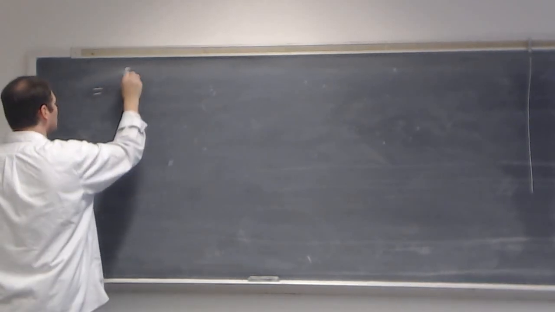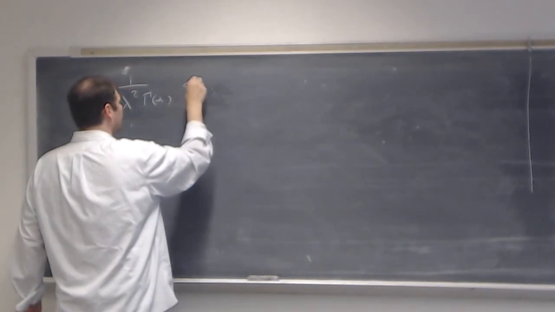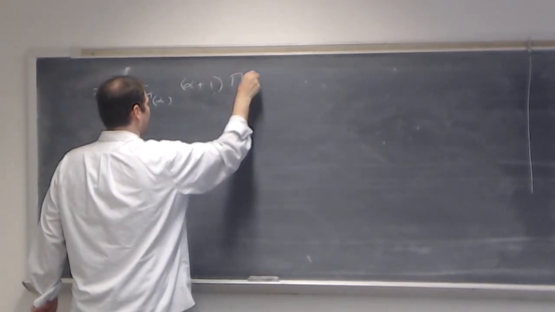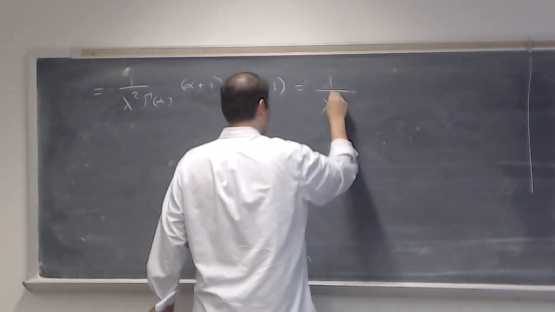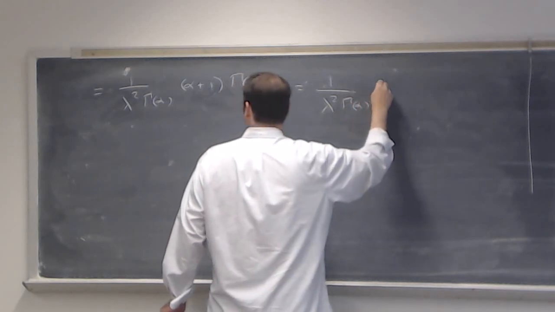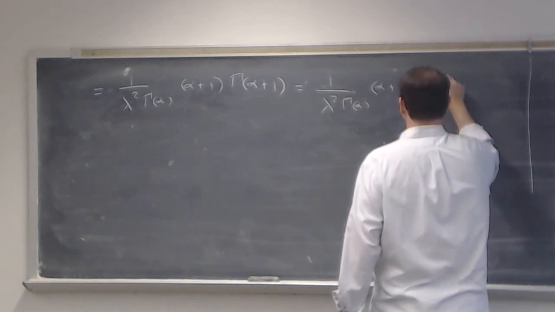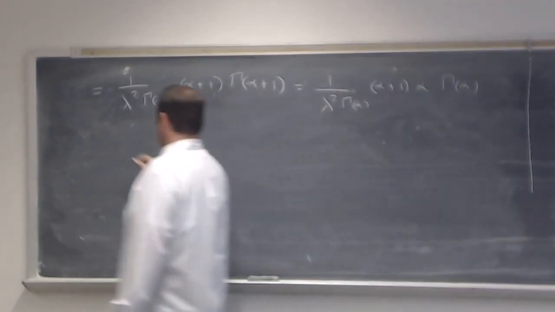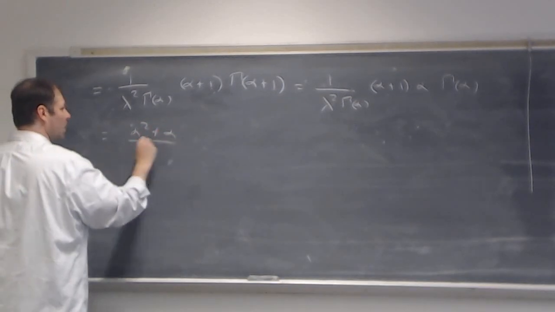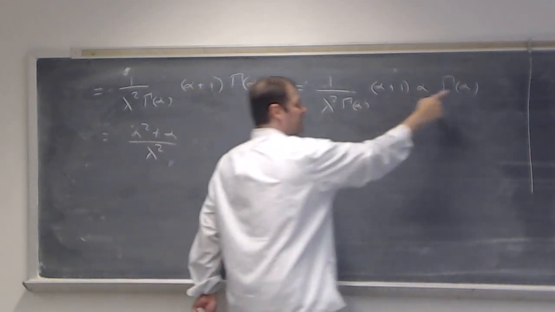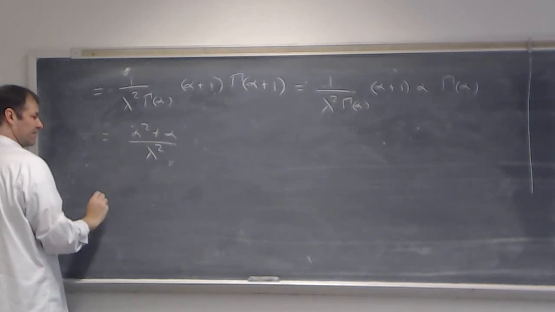This is equal to 1 over lambda squared gamma of alpha. What's gamma of alpha plus 2? It's alpha plus 1 times gamma of alpha plus 1, which is the same thing as 1 over lambda squared gamma of alpha. Here I have alpha plus 1, but now what's gamma of alpha plus 1? It's alpha times gamma of alpha. So we end up getting, here we have alpha squared plus alpha over lambda squared. These gammas of alpha will cancel. That is the expected value of x squared.